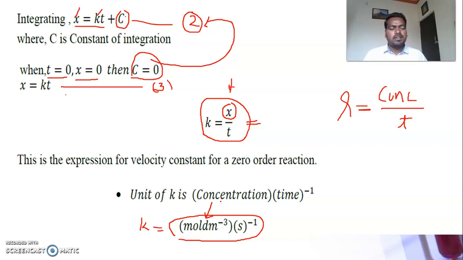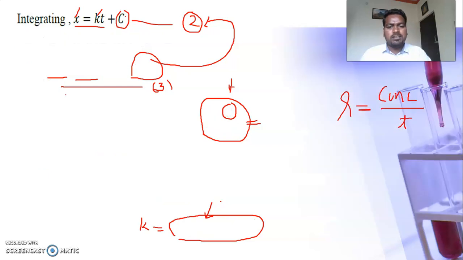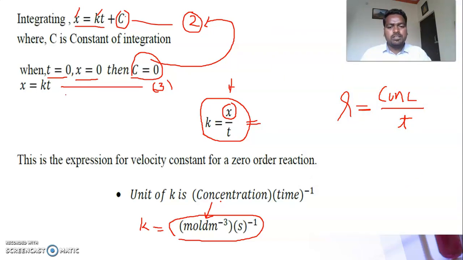Next, we are going to write the integrated rate expression for a first order reaction. Once again, I would like to revise this, dear students. In order to derive, first write the zero order reaction. Then apply the law of mass action to it. After applying the law of mass action, you integrate that equation. Then identify the value of c, substitute the value of c, and simplify the equation. You are going to get the equation for the rate constant of the zero order reaction.